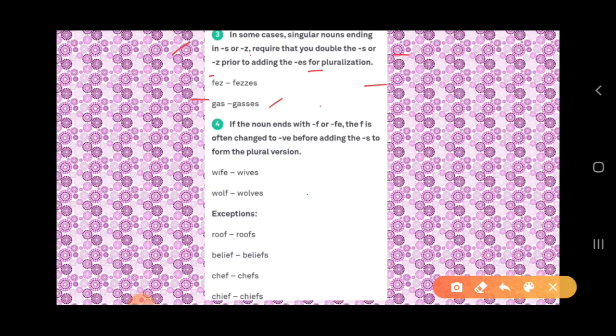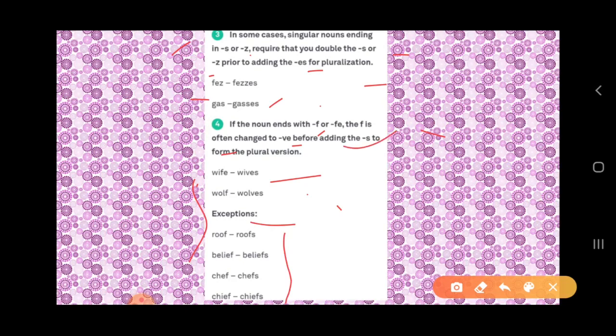Rule number 4, if the noun ends with f or fe, then f is often changed to ve before adding the s to make it plural, like wife. So what you have done? You have removed fe, and then you have written ve in place of fe, and then you have added s to make it plural. But we have some exceptions which don't follow this rule.